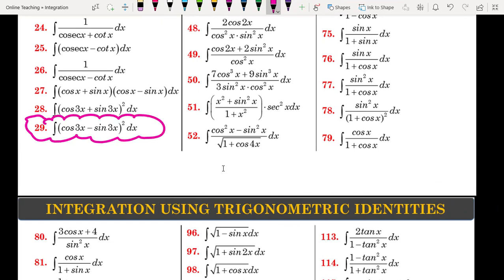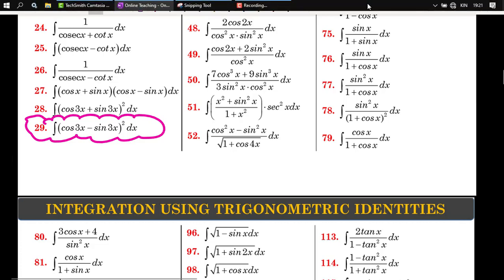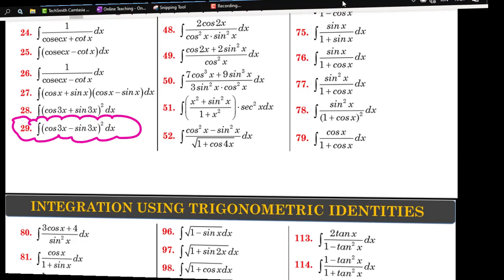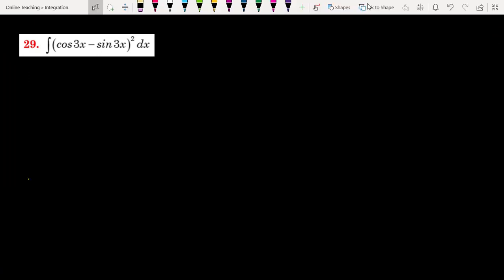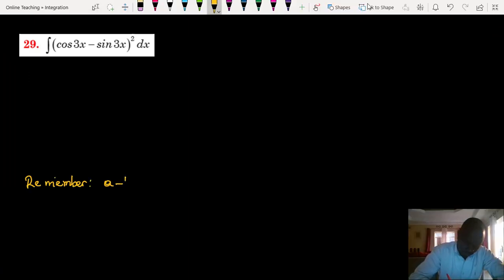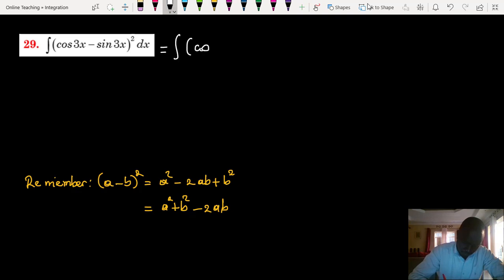Twenty-ninth problem. Remember the special product with which we expand our integrand.